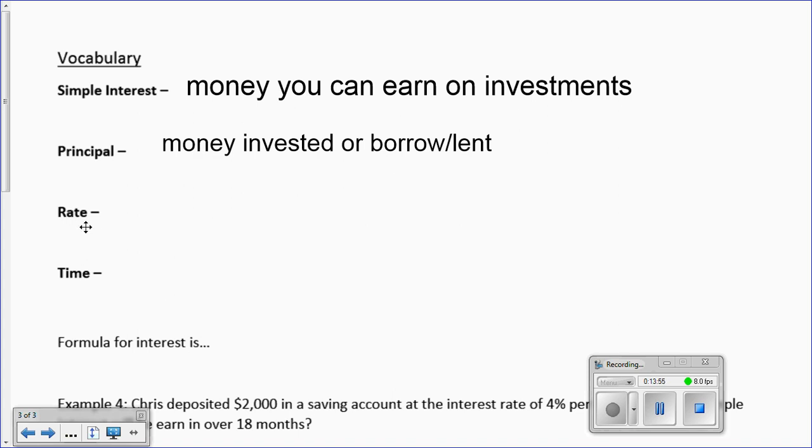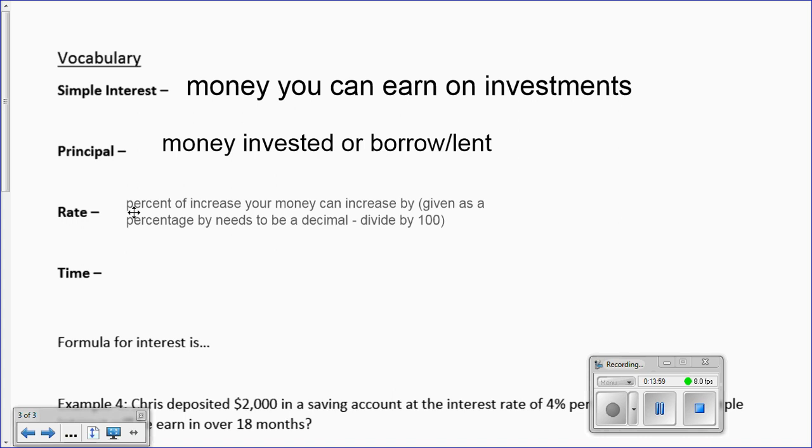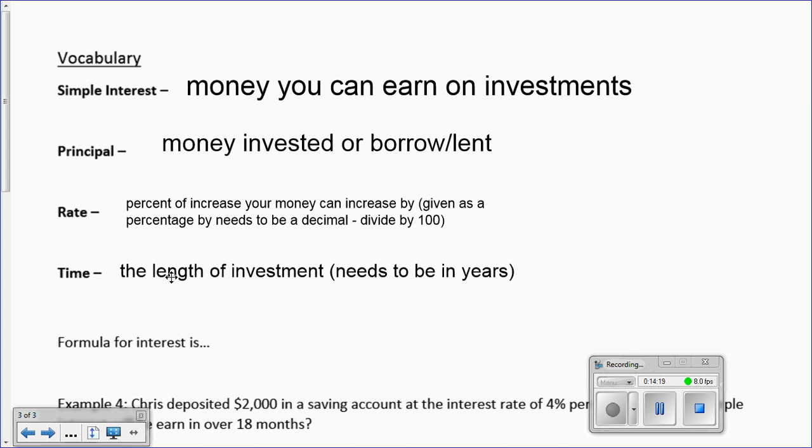Okay? Here's where it comes into play with percentages, because the rate is the percentage your money can increase by. So it tells you how much it's going to increase by, and it gives it to you as a percentage. However, in order to use it, we have to use it as a decimal. So whatever the percentage is, just divide it by 100, and that changes it to a decimal. Okay? And then time is the length of the investment, and we need that to be in years.